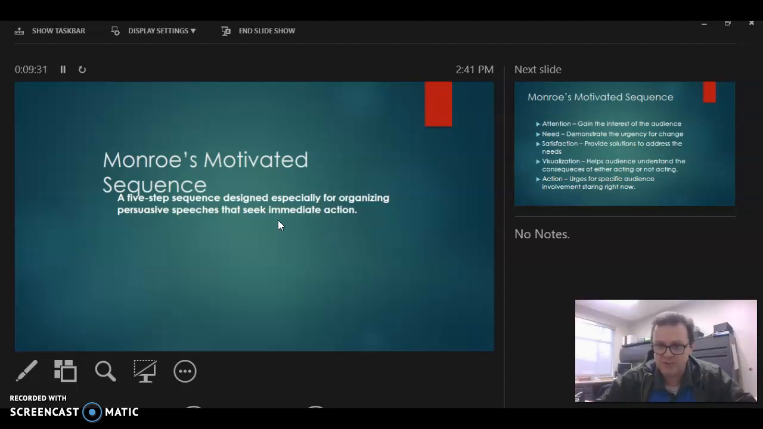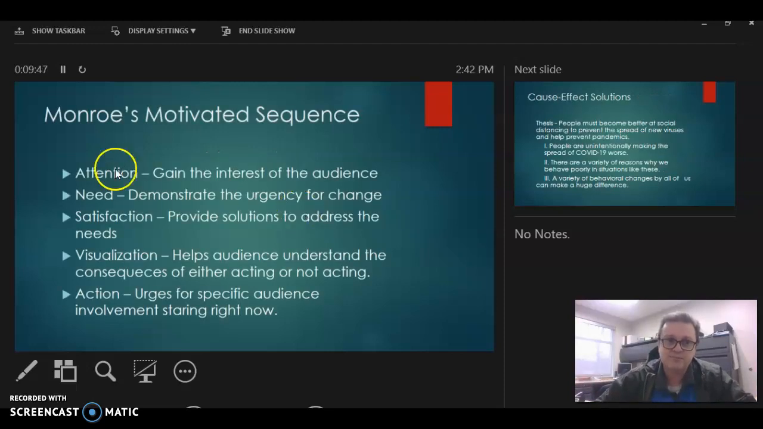So if you want people to donate money, register to vote, join your organization, or volunteer their time, and you've got a sign-up sheet for them right there in the room, then that's when you might want to use this type of structure. It is laid out with this five-step sequence. Number one, grab people's attention. Number two, demonstrate that there's a need for a change. In other words, what's the problem? Number three, how do we solve it?